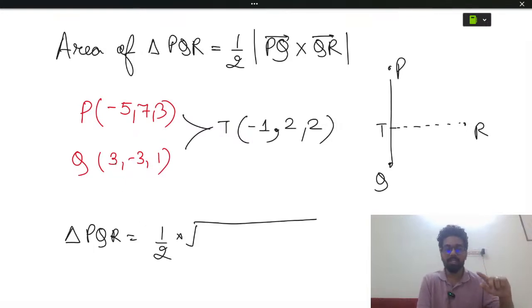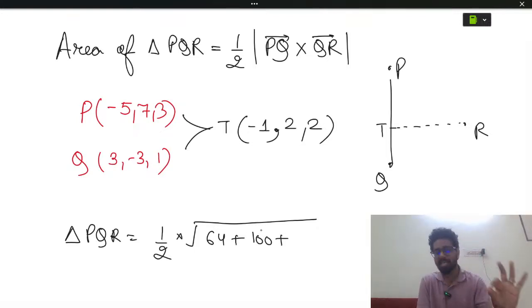X2 minus x1: 3 minus (-5) is 8, 8 squared is 64. Now 7 minus (-3), or -3 minus 7, is -10, squared is 100. In the same way, Z2 minus Z1 squared, exactly the same formula as in 2D: X2 minus x1 squared, Y2 minus Y1 squared, Z2 minus Z1 squared. So 1 minus 3 is -2, squared is 4.